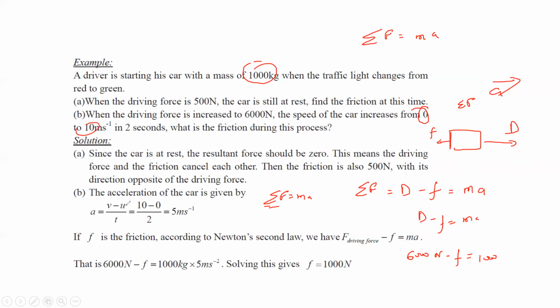So acceleration is change in velocity, 10 minus 0, divided by 2. That is equal to 5 meters per second squared. So it will be 5 here. So 5 multiplied by 1000 is 5000. And 5000 will be subtracted from 6000. So the friction force will be 1000 newtons.